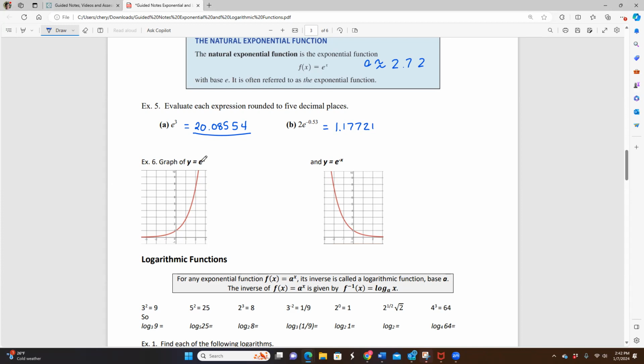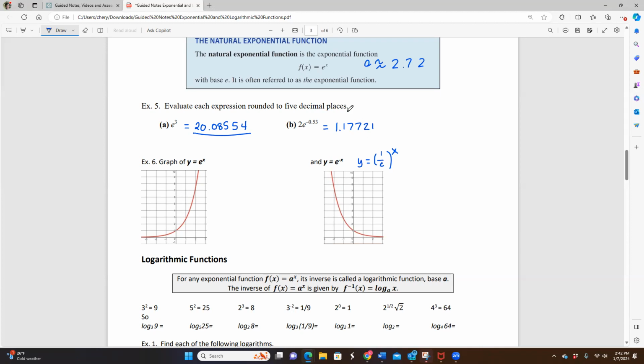Here we have the graph of e to the x would look like that. And e to the negative x would, of course, be the same as y equals 1 over e to the x, because that's what a negative exponent does, it flips the base, which would be a decreasing function because this value is in between 0 and 1.